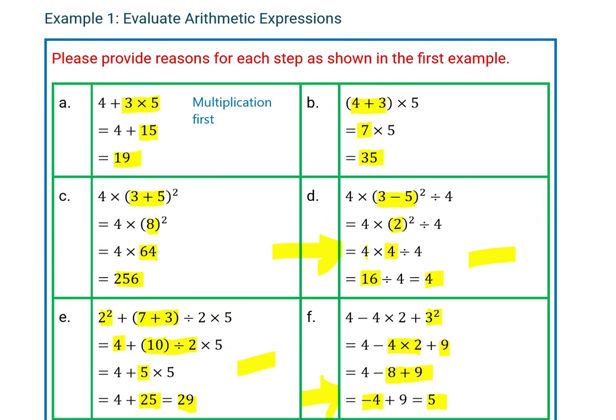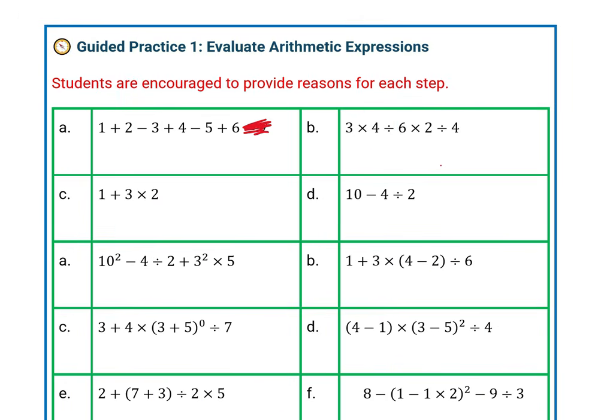So with that, we are ready to take up some practice questions. So here are your practice questions. I'll walk you through the first four, which is A, B, C, D, and then the next set is for you to work on. So let's go with the basics.